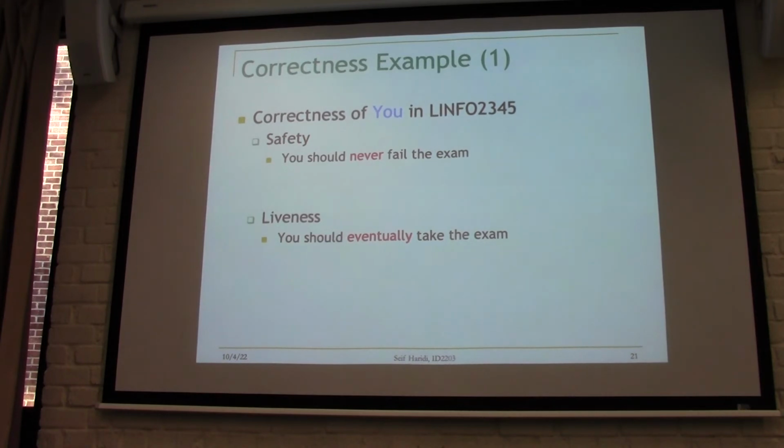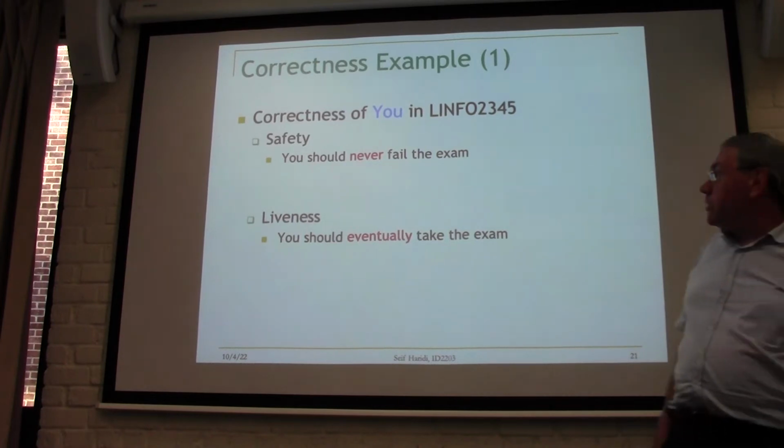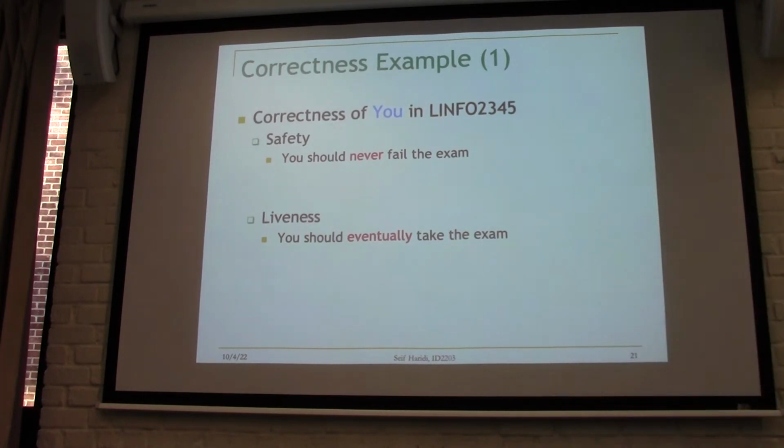Okay, so a simple example. If I'm looking at a student in this course, the safety property is that you should not fail the exam. And the liveness property is that you should take the exam. Okay.